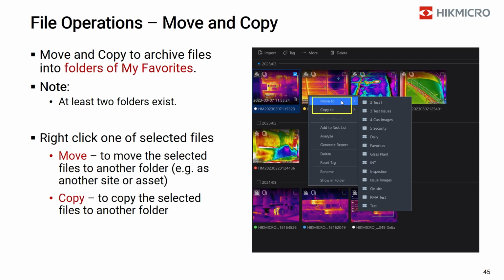Finally, we will introduce some file operations. Users can move and copy to archive files into folders of my favorites. Please be noted, at least 2 folders existing in my favorites is required for the above operations. Right-clicking on one of the selected files to achieve move or copy. Move means to move the selected files to another file folder, such as another site or asset. Copy means to copy the selected files to another folder.